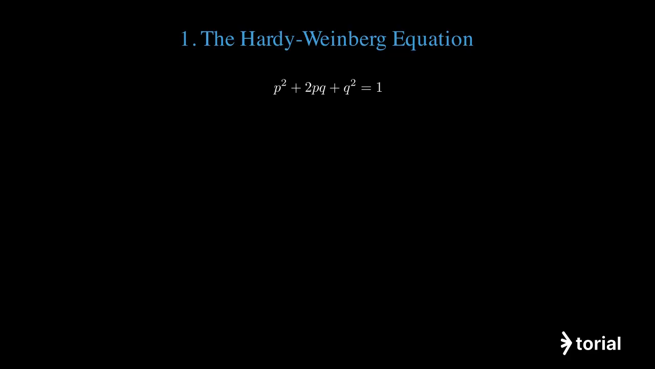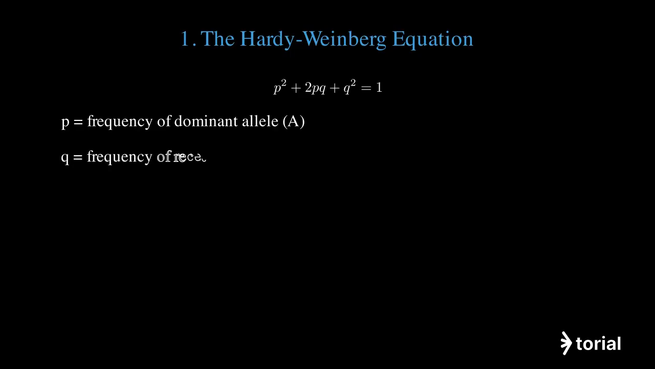The Hardy-Weinberg equation is p squared plus 2pq plus q squared equals 1. In this equation, p represents the frequency of the dominant allele, which we'll call A, and q represents the frequency of the recessive allele, which we'll call lowercase a. Since these are the only two alleles in our system, p plus q must equal 1.